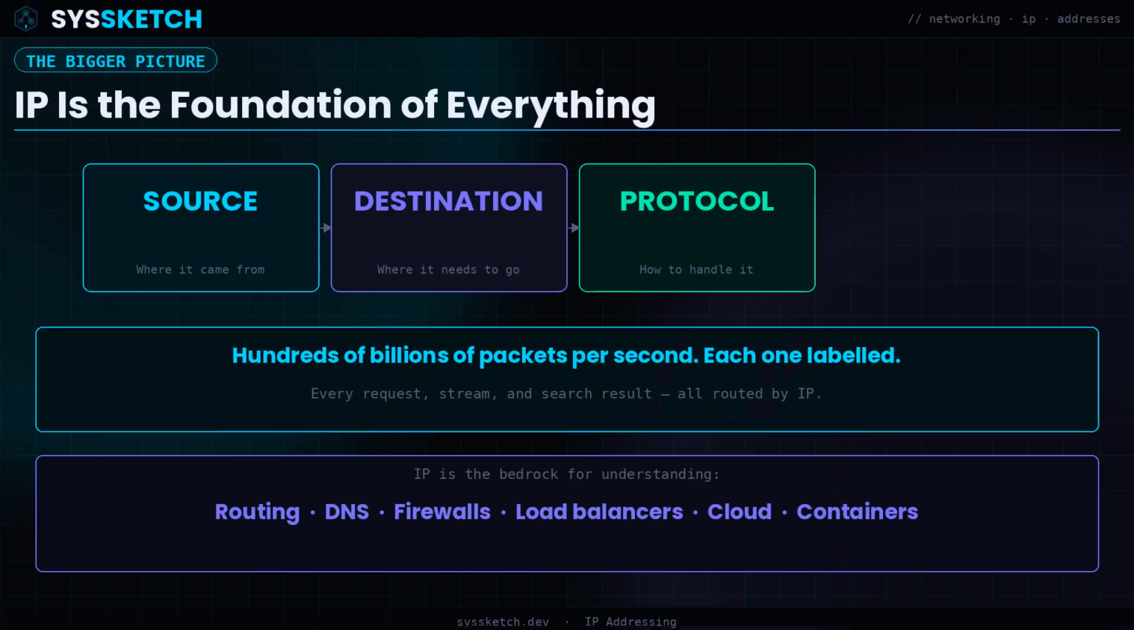The internet is a postal system operating at unimaginable scale. Hundreds of billions of packets per second, each one carrying a source address and a destination address, each one finding its way through a web of interconnected networks spanning the entire planet. IP addresses are the labels. The registries are the postmasters. And the protocols are the agreed rules that make all of it work, reliably around the clock for everyone.